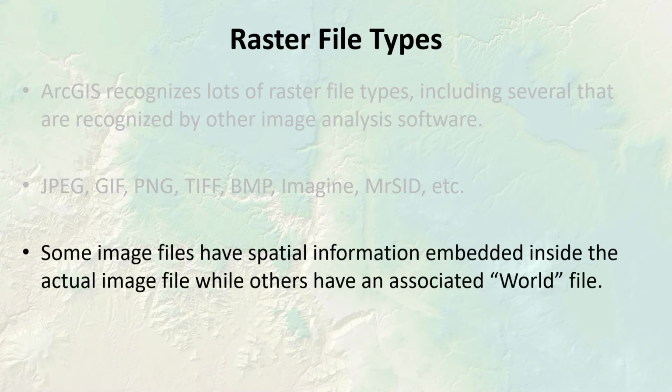Now, some image files have spatial information written right into the file itself. This Imagine format, MrSID, you might have heard of GeoTIFF. These have spatial coordinates and spatial reference information written right into the file. Not all of them do, though. JPEGs, GIFs, PNGs, these don't have any way to store spatial information, and so they have spatial information in a separate file called a world file.